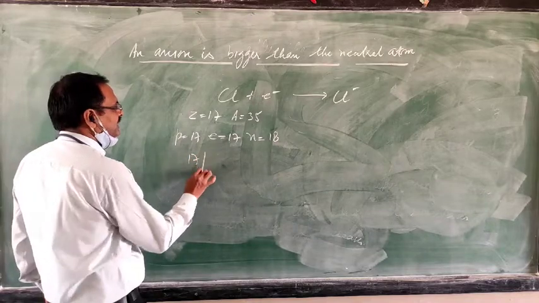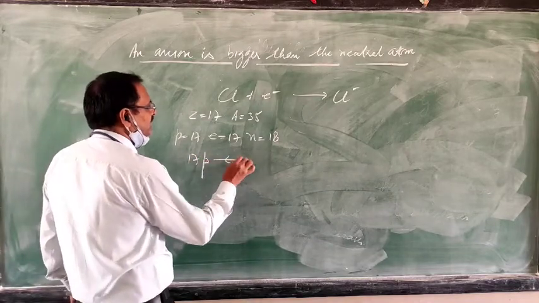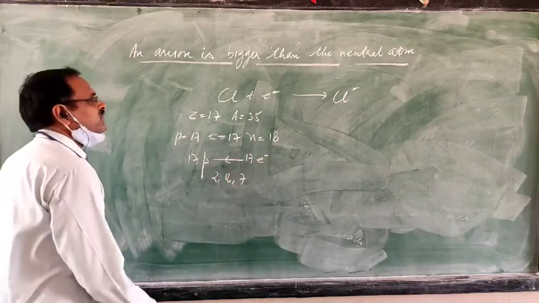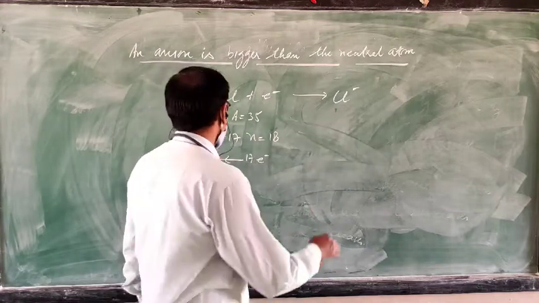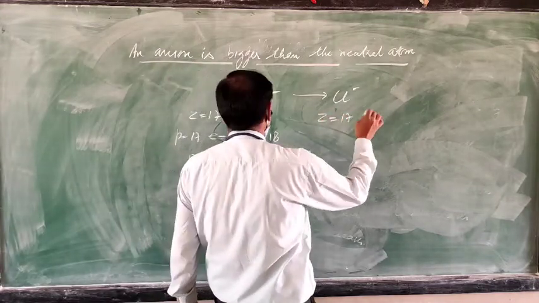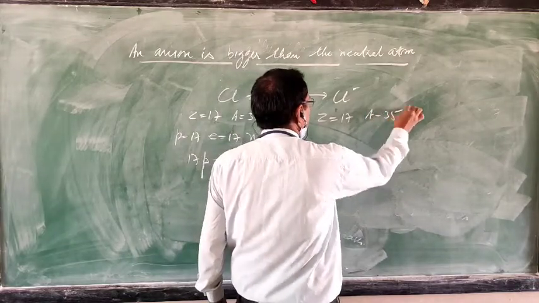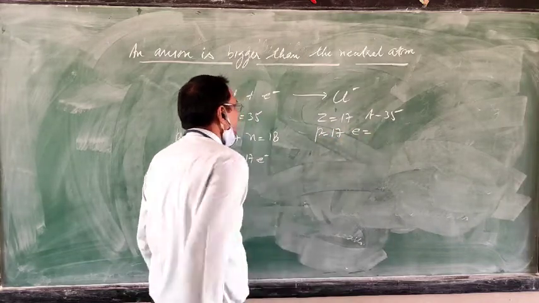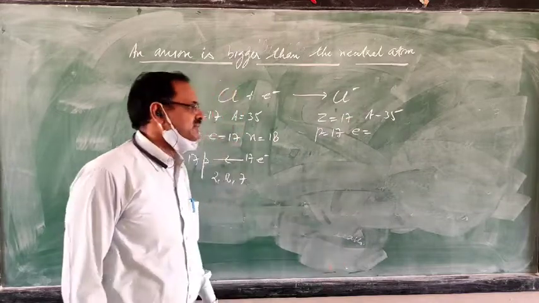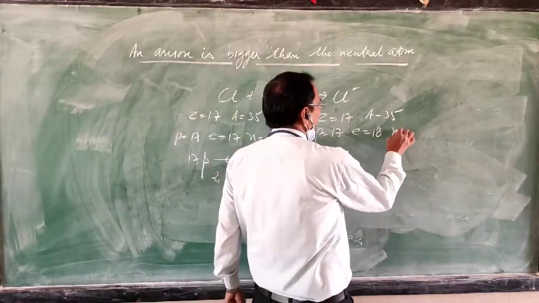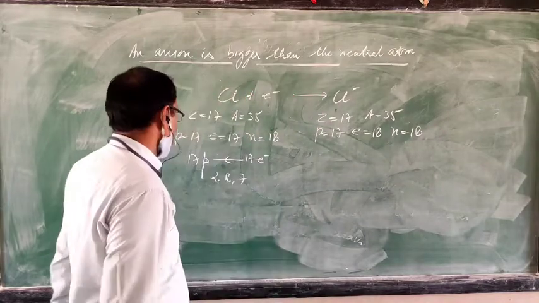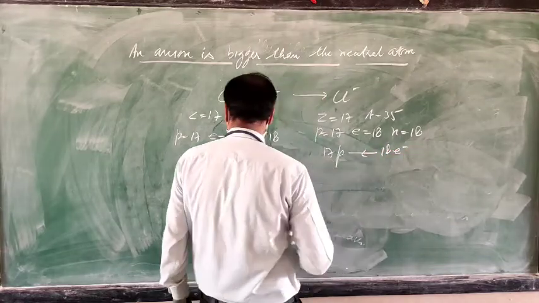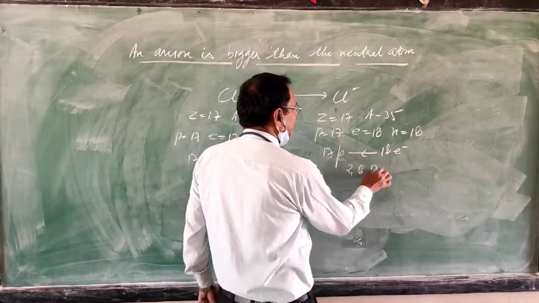So here 17 protons will attract 17 electrons, and the electronic configuration is 2, 8, 7. On that side you have Cl negative ion, where Z is equal to 17 and A is equal to 35. Protons are 17, and one electron is added, then only Cl negative is formed. So electrons will be 18 and neutrons will also be 18. So here 17 protons will attract 18 electrons, and the electronic configuration is 2, 8, 8.